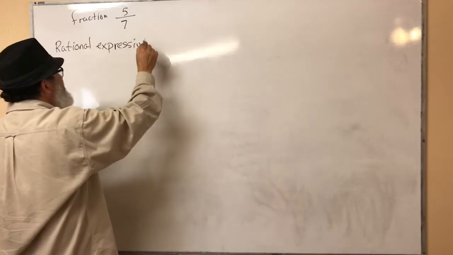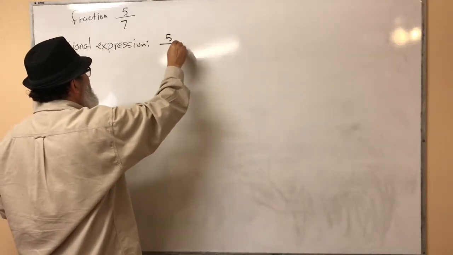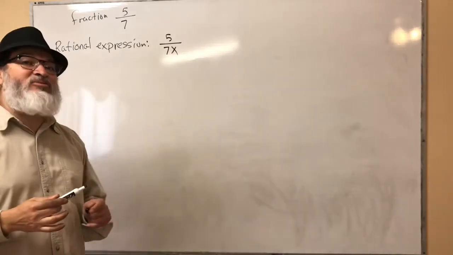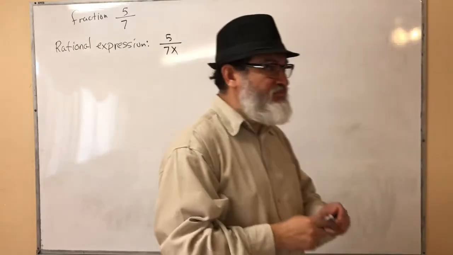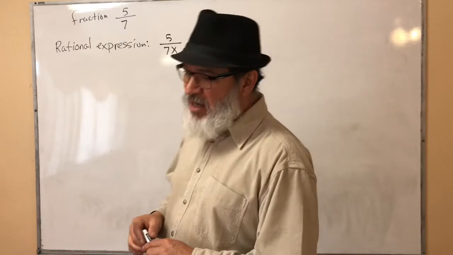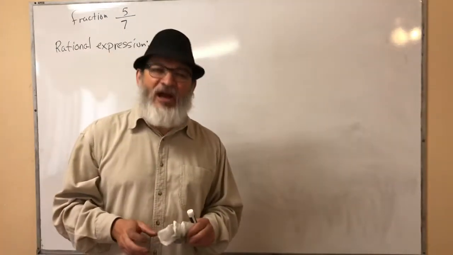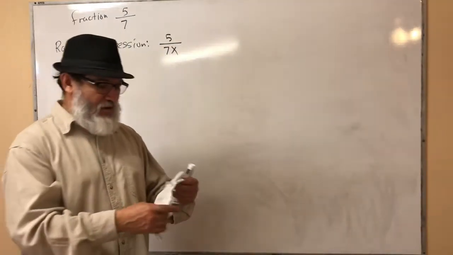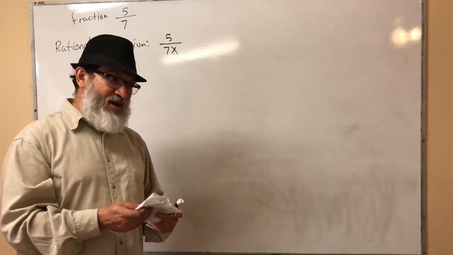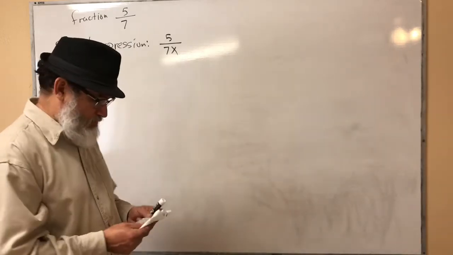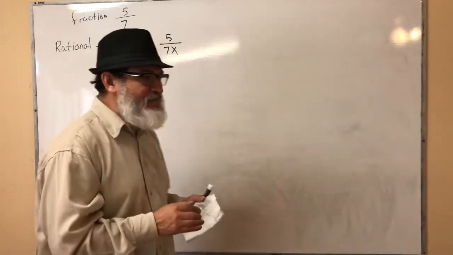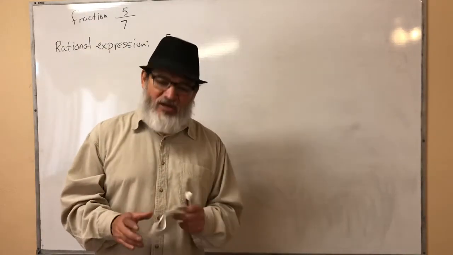The same thing. 5 over 7x. That's a rational expression. Okay? So basically, think of rational expressions as fractions. Now, we know how to simplify fractions. So we can employ the same concept for rational expressions.